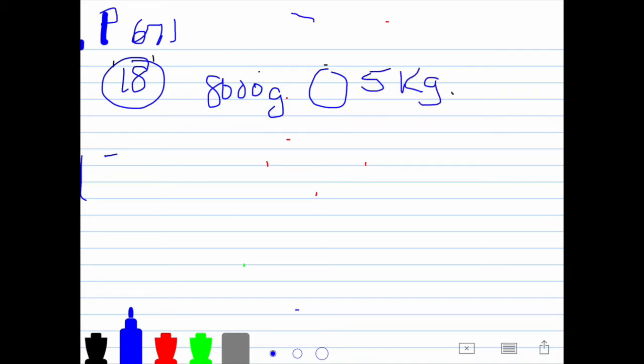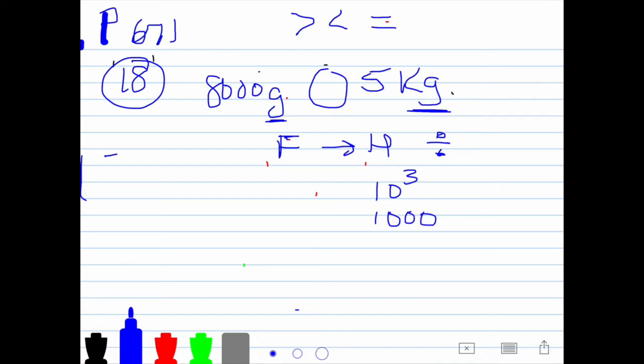So which one? Is it this way, or equal? Well, the only way to do that is to convert everything to the same unit. So I'm going to convert now everything into, let's do kilograms. Okay, I know that grams to kilograms is fly to horse. So I divide, of course. I know I'm going to divide 10 to the power of 3, or by 1,000. And I'm going to take this 8,000 and divide it to make it into kilograms.